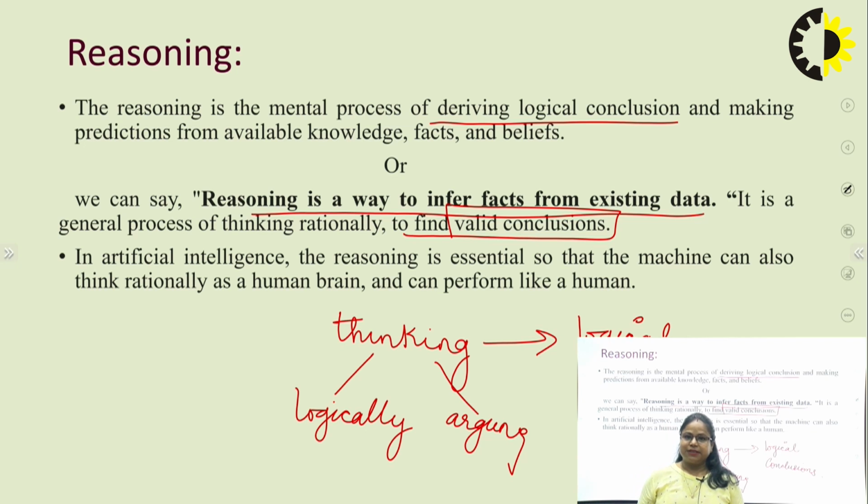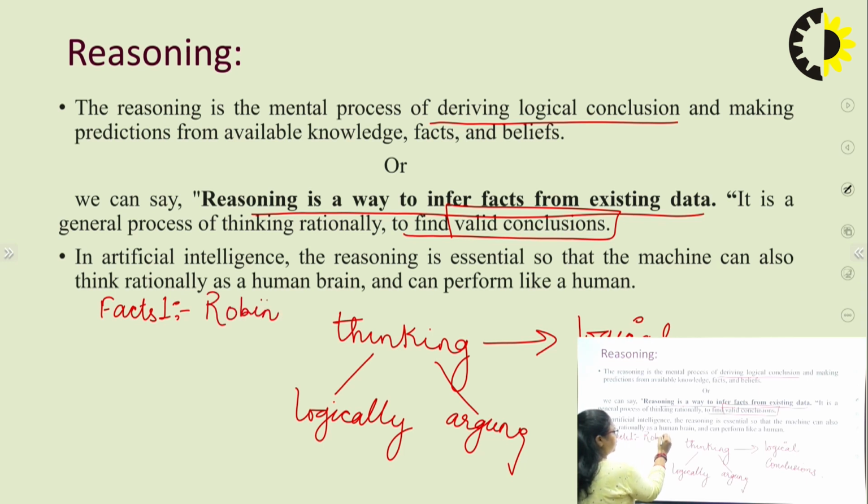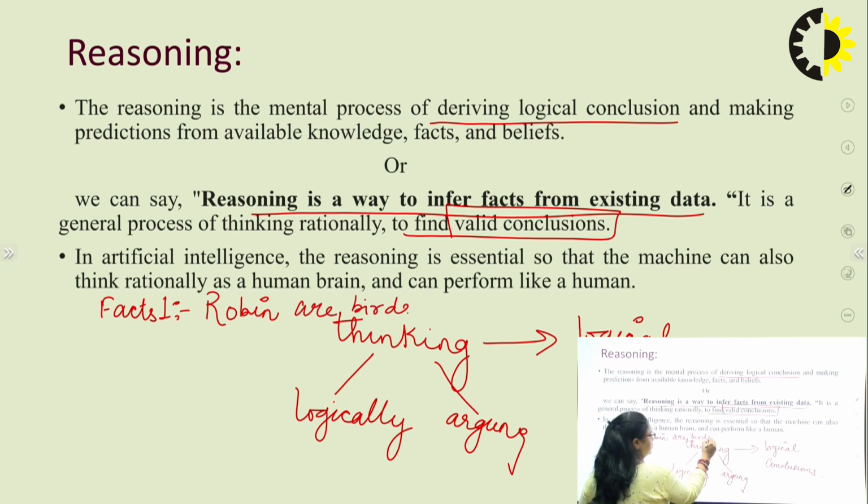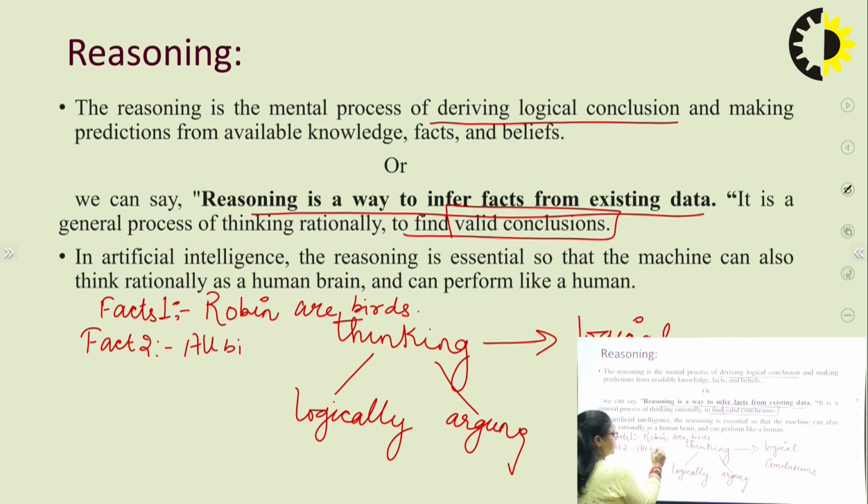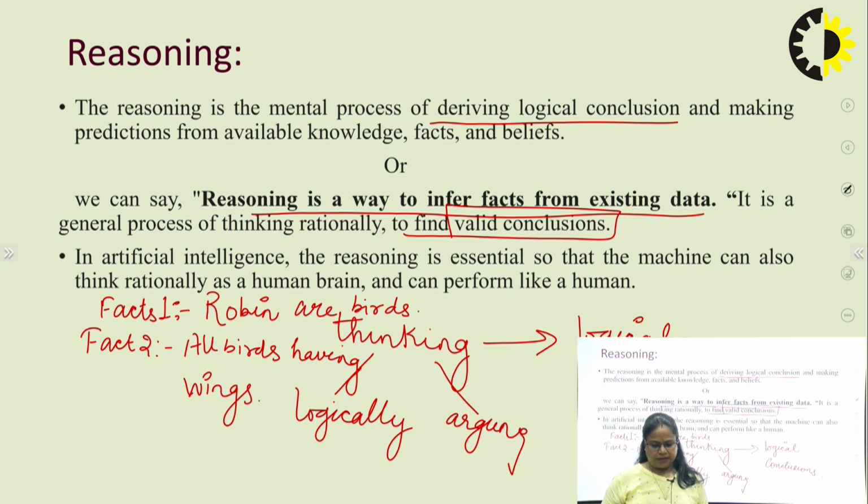Let's discuss one example. If we are talking about the given facts, fact 1 says that Robins are birds, right? This is the first fact which we already know. Then, if we are given the second fact, that all birds have wings, on the basis of that we can draw certain conclusions.